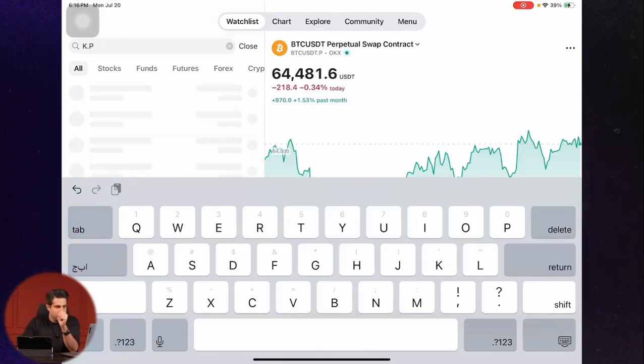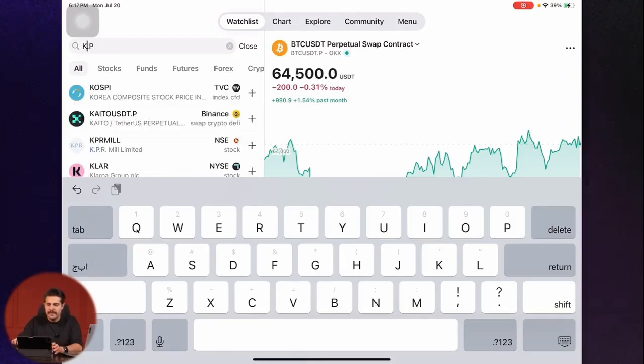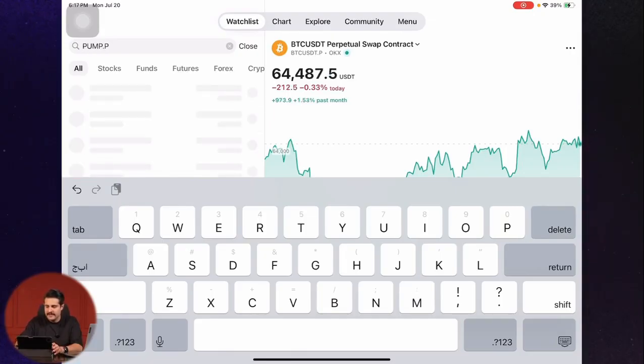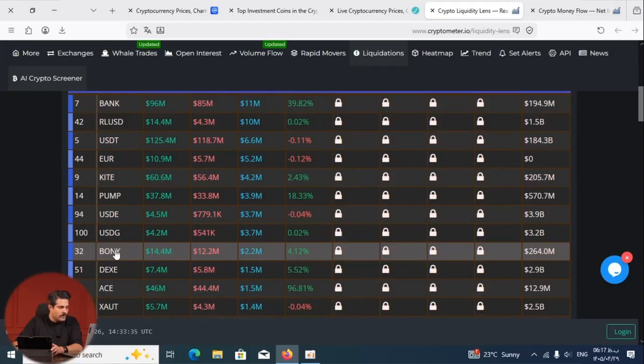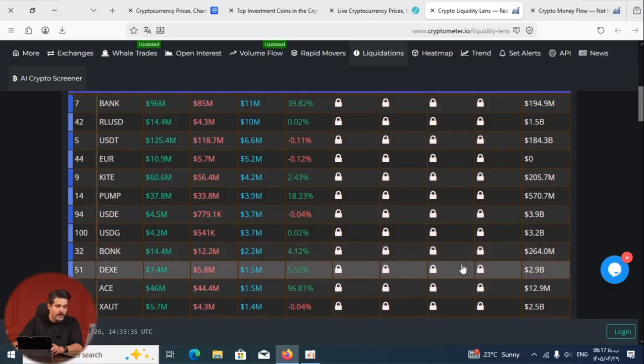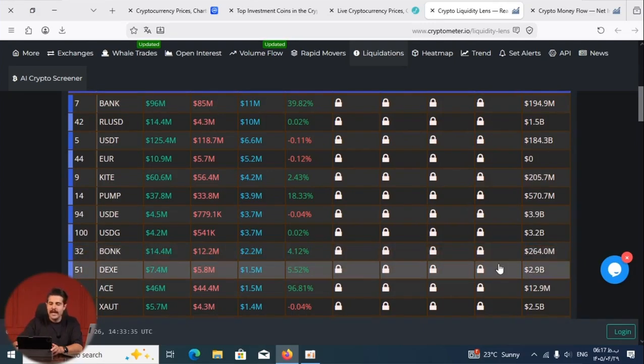Kite USDT, which stands for United States Dollar Tether, is the name being referred to here. I'll click the plus sign next to it and it's added to my watch list. Pump, the cryptocurrency related to the website pump.fun, PUMPUSDT.P. I click the plus next to this one too and add it. I won't go through the others for now. Of course, Bonk could also be attractive with $2.2 million compared to $264 million. It had an inflow of almost 1% of its market cap. I'll add Bonk to my watch list.